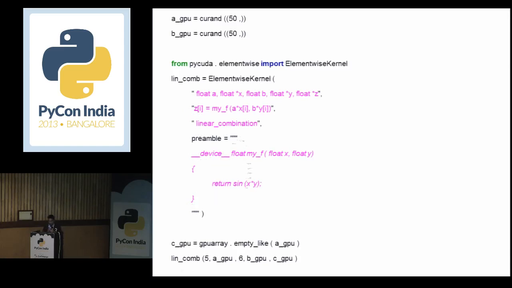So this is basically a device code, meaning there are two parameters here. Underscore global underscore means it can be executed from CPU code, and device underscore device means it is executed on the GPU, but it is called from another global function.